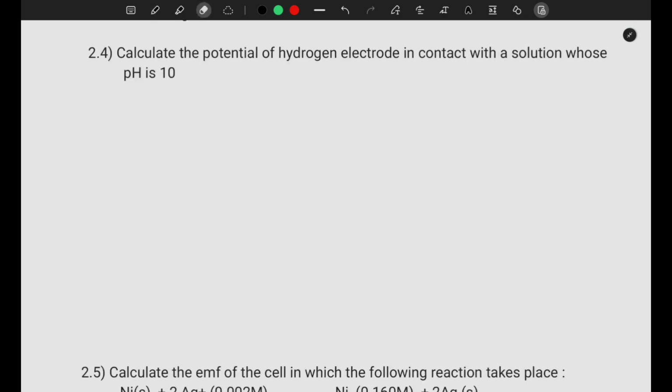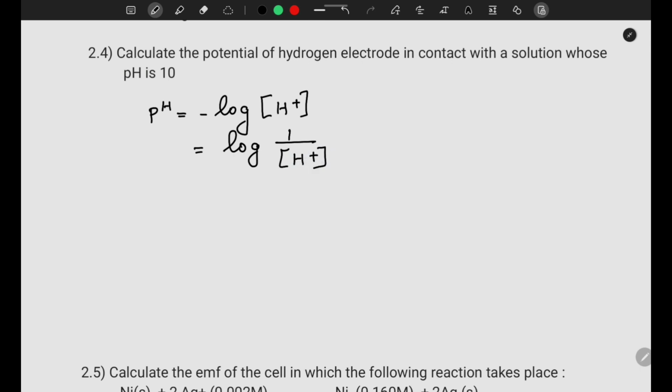Calculate the potential of hydrogen electrode in contact with a solution whose pH is 10. So pH is equal to negative log concentration of H+. That can be written as plus log 1 by concentration of H+. So pH is given as 10. Now let us write the reduction equation for hydrogen electrode, that is H+ + 1 electron gives half H2 gas. Now let us apply Nernst equation for single electrode.